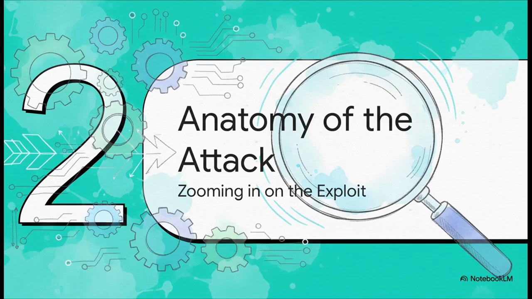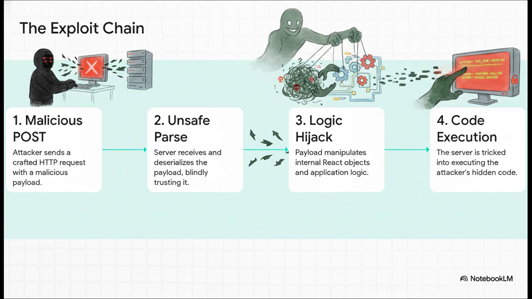So we know what it is and why it's so bad. Now, let's look at how it actually works. We're going to zoom right in on the anatomy of the attack and see how this clever trick is pulled off. The whole thing unfolds in four pretty simple steps. First, the attacker sends that malicious web request we talked about with a specially designed chunk of data called a payload. Second, the vulnerable server gets this data and starts to process it, to deserialize it, trusting that everything is on the up and up.